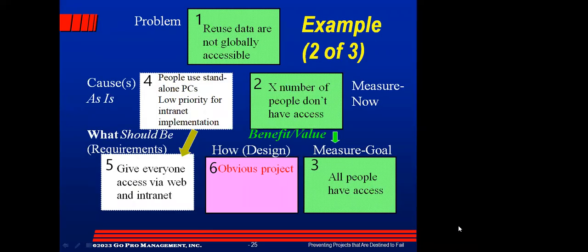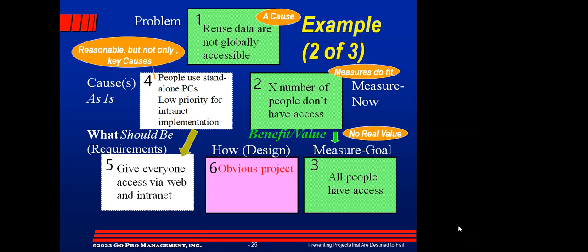So when we look at the reuse repository problem pyramid, okay, reuse data are not globally accessible. Sounds like a problem. The number of people that don't have access sounds like a measure of global accessibility. But if all people have access, does that necessarily provide any real value? No. Where does the value come from? From actually reusing things. Okay. And so reuse data are not globally accessible isn't about that value. It's a cause of why people are not reusing things. And there can be other key causes.